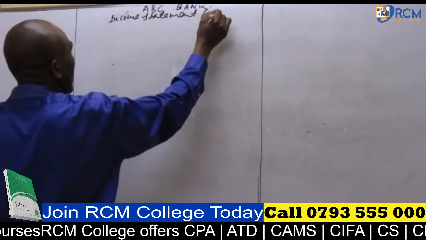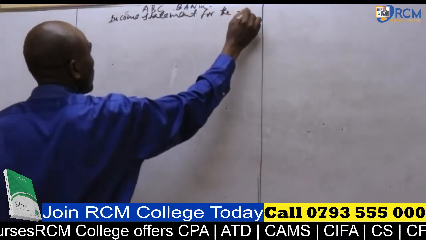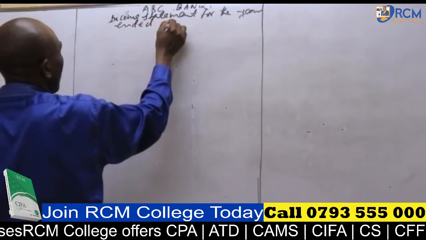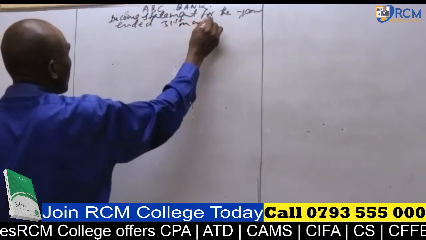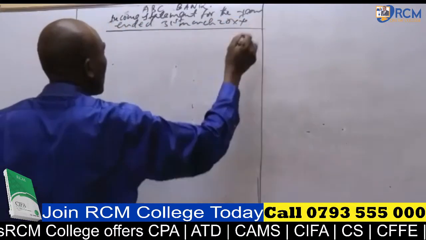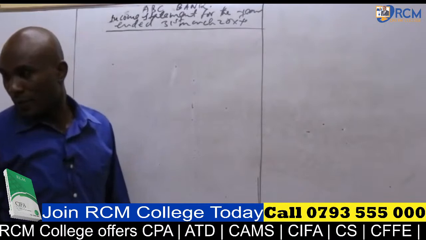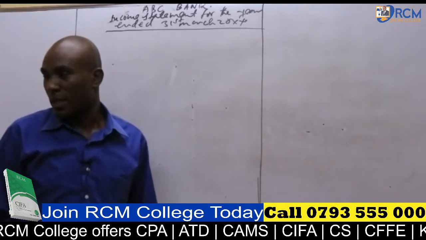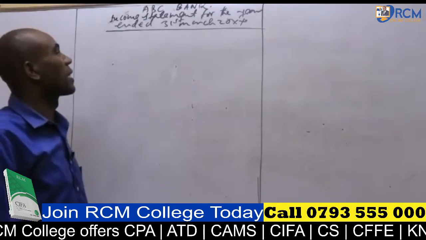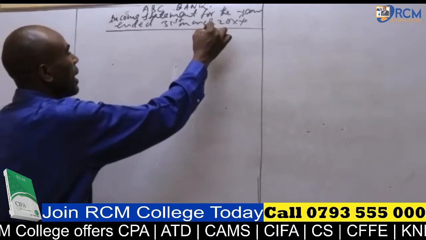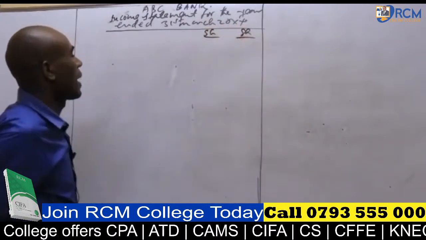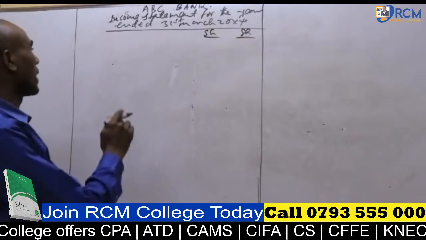for the year ended 31st March 20XX. APC Bank, income statement for the year ended 31st March 20XX. We have 2 columns of currency, shillings. Then we start with interest income.